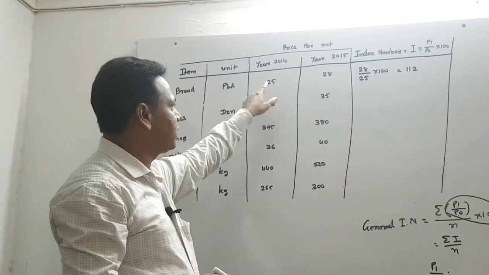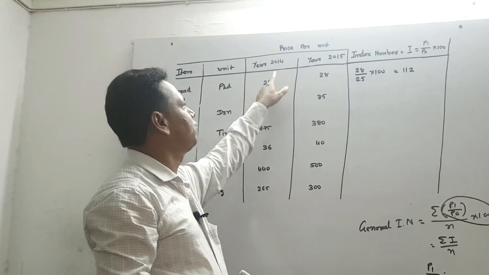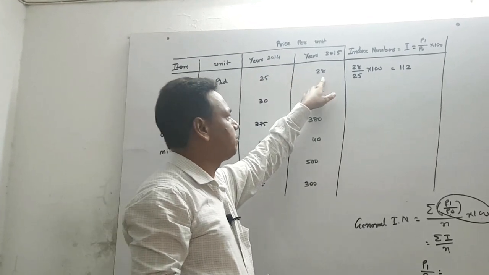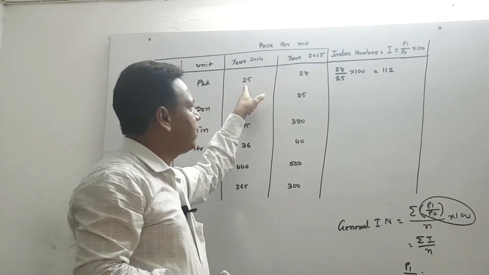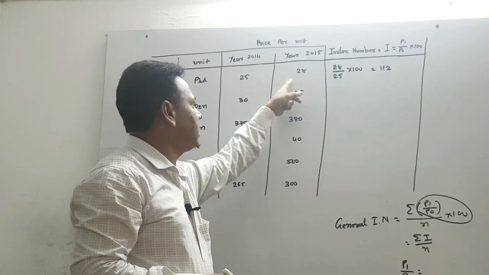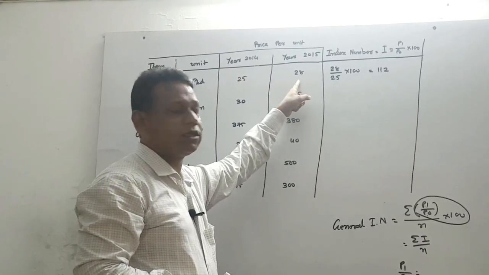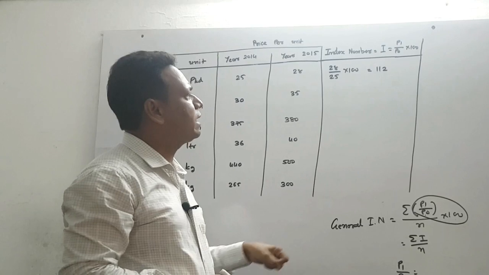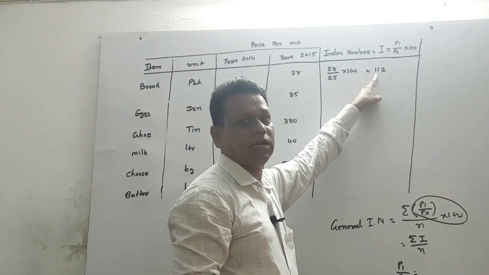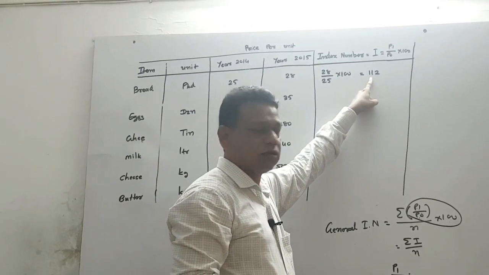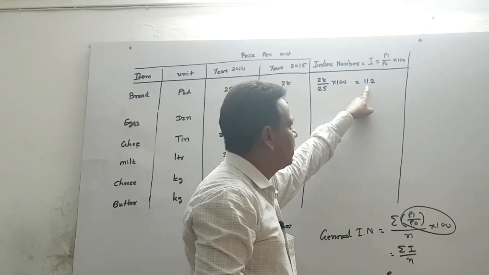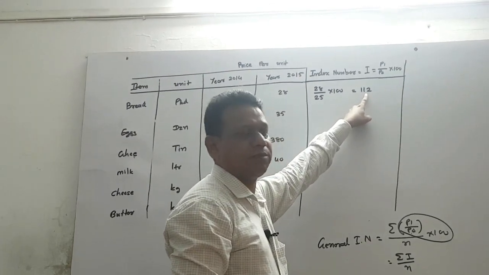The price of bread is 25 rupees per packet in 14 and 28 rupees per packet in 15. So a common man can get the idea that there is a rise of 3 rupees. But if we have to mention the index number, the index number becomes 112. So any person can automatically say that there is a 12% rise in the price.